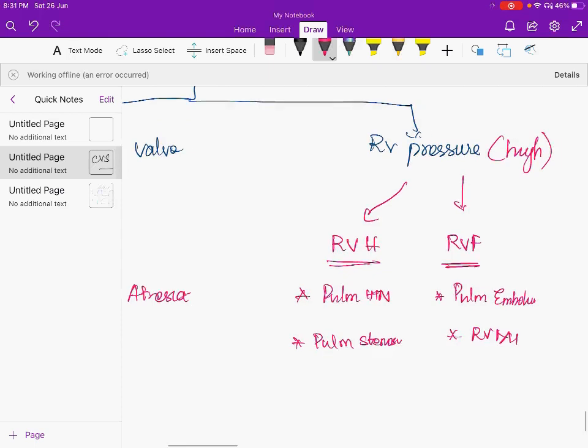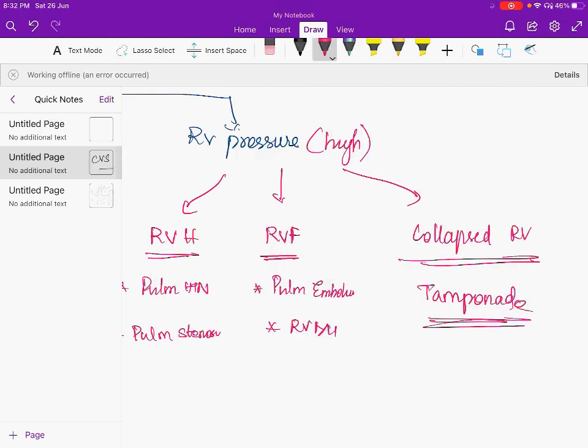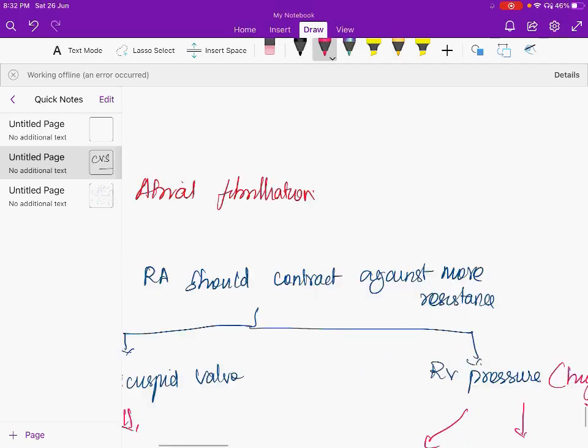Or your right ventricle should be collapsed. There is no right ventricle to contract. So collapsed right ventricle, where will we see a collapsed chamber? Tamponade. Yeah, in cardiac tamponade, because of the increased pressure inside the pericardial space, any part of your chamber will go for collapse.